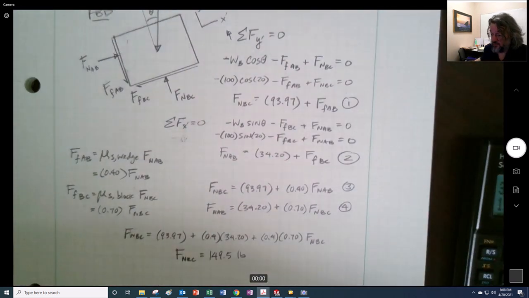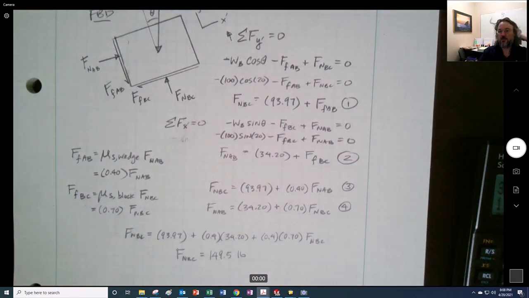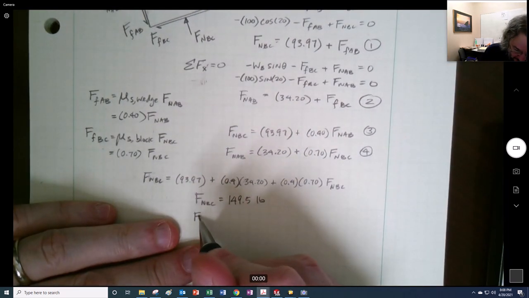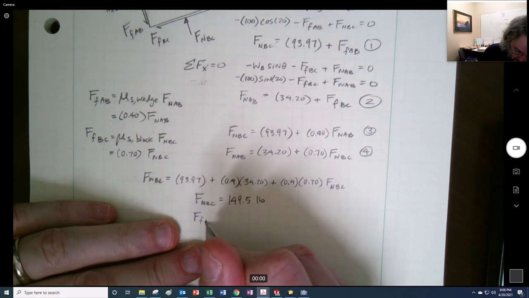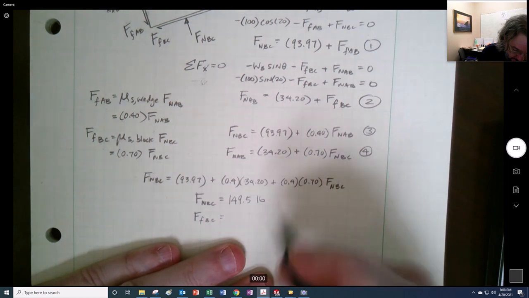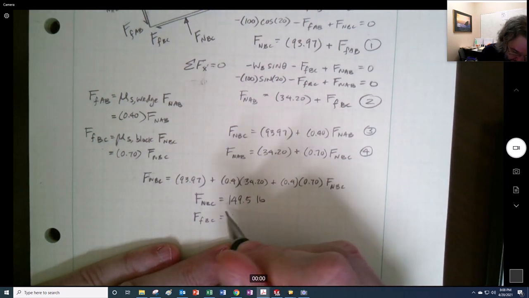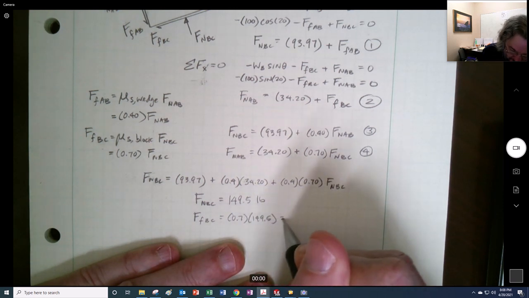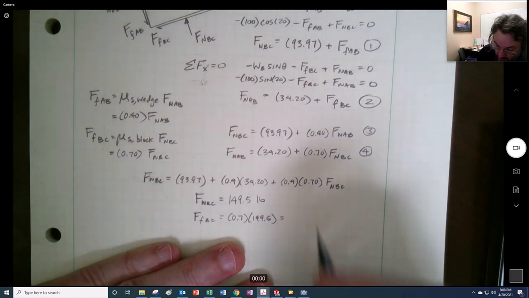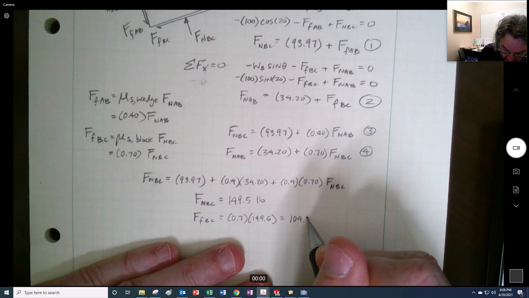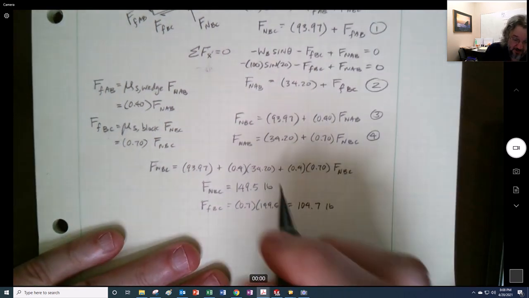And so therefore I have FBC, right, is this going to be 0.7 times 149.5, or 104.7 pounds.